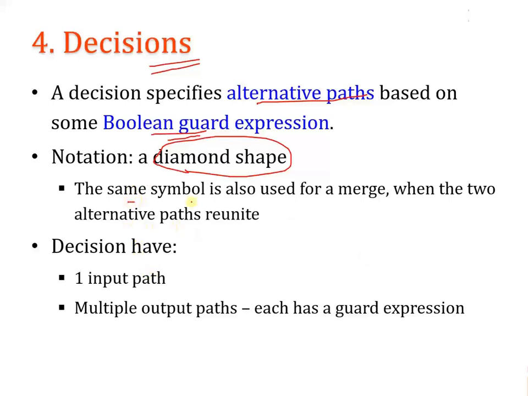The same symbol is used whenever we have a merge operation as well. That is, if there are two diversions, the diversions can meet at one point because ultimately we have one stop symbol. Such a merging operation can also be done using the same diamond symbol. Such a decision will have one input path and multiple output paths. On each and every path we have certain guard expressions.